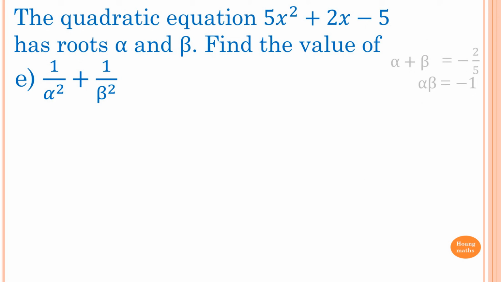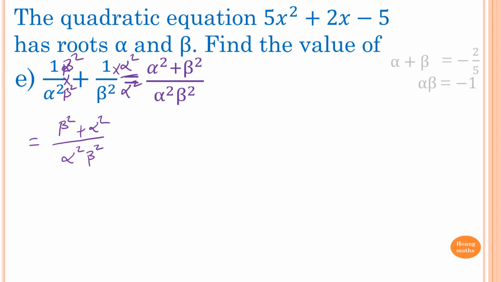Now, find 1 over alpha square plus 1 over beta square. Of course, I multiply this by beta square, and this by alpha square, because I'm looking for a common denominator. So that gives me beta square plus alpha square over alpha square beta square. That's what I get. I just clear this first.